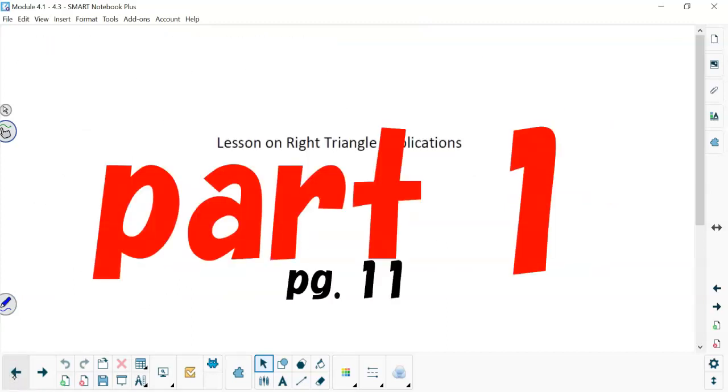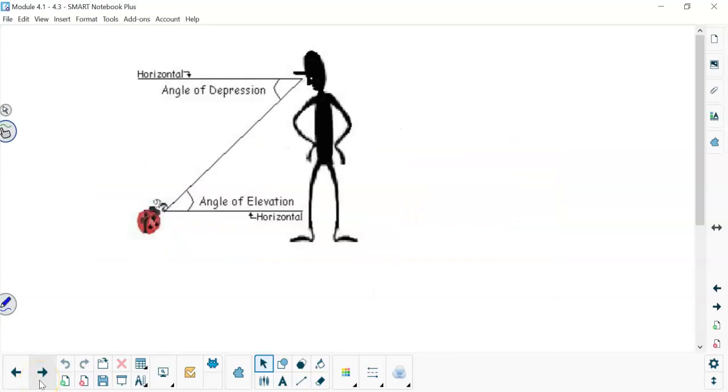In order for you to get prepared for today, you need to turn to page 11 in your packet. You also need to get out a sheet of notebook paper. So we're doing a little bit of paperwork, a little bit of packet work. We're going to be working with degrees. It's going to be somebody looking up, which is angle of elevation, or it's going to be somebody looking down, which is angle of depression.